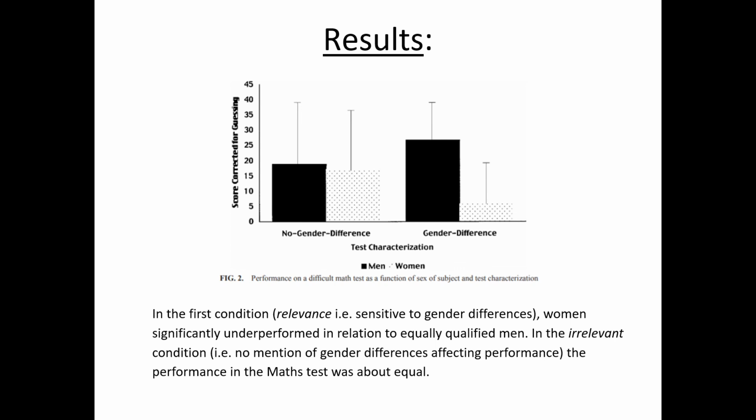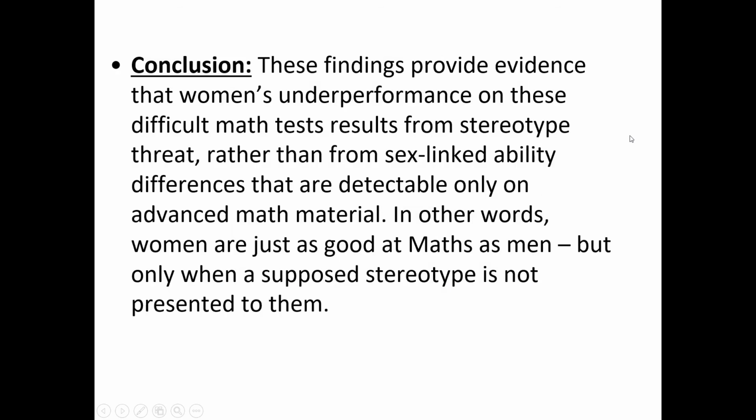Or none of them. So in the first condition, in the relevance condition, women slightly underperformed, we can see. In the irrelevant condition, which they've labelled differently on that graph, which is annoying, we've got an equal performance. Conclusion: there seems to be evidence that women's underperformance on the maths test could have been a result of stereotype threat. Again, we don't know.